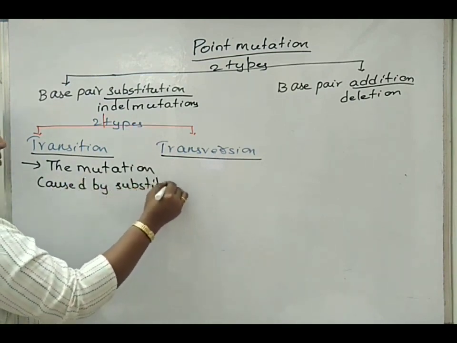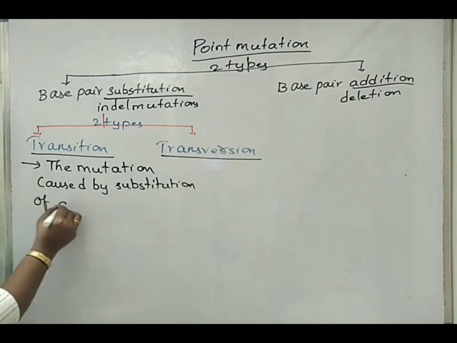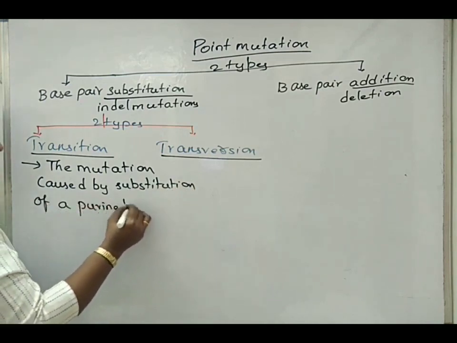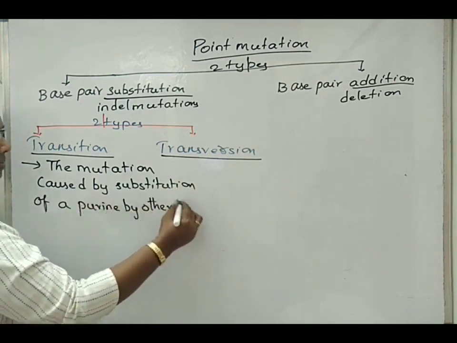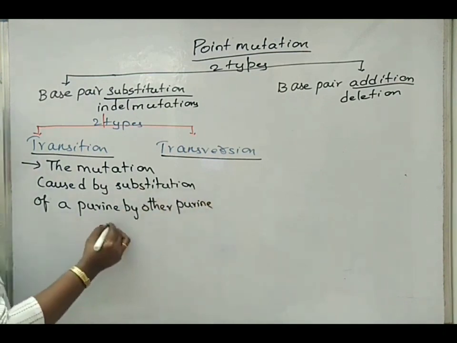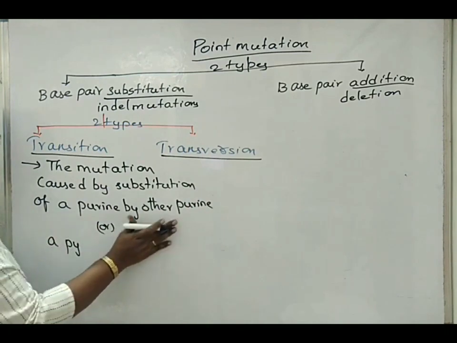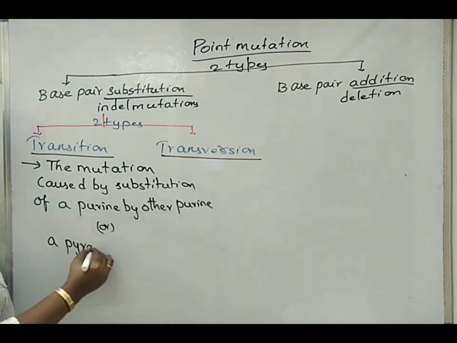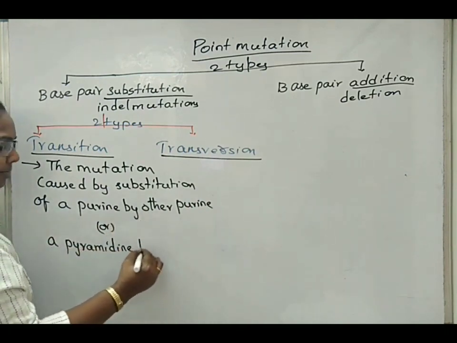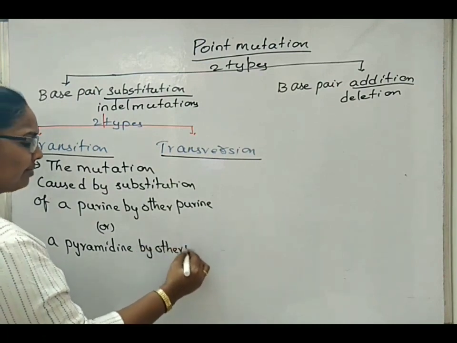So here I am going to write the meaning of transition mutation: the mutation caused by substitution of a purine by another purine, or a pyrimidine by another pyrimidine. Normally when we are discussing like this, we will just write vice versa. Okay, pyrimidine by another pyrimidine.